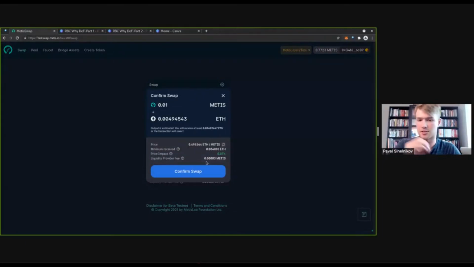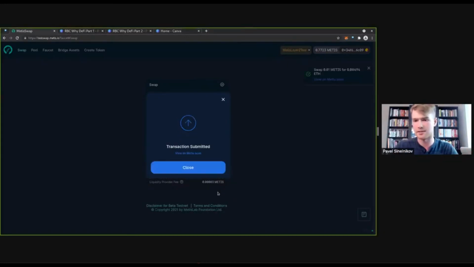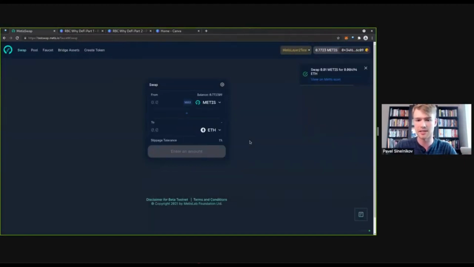So we swap Metis tokens to ETH tokens. This is as if going to a currency exchange and swapping USD to Canadian dollars or any sort of currency exchange like that. So we confirm the swap. I'm not sure if you can see the notification right in front of me, but there is a MetaMask notification. I'm going to click confirm. Okay. So we submit the transaction, it's processed, and then our value of Metis changed and our balance of ETH has changed as well. So we have successfully swapped our Metis tokens with ETH tokens.